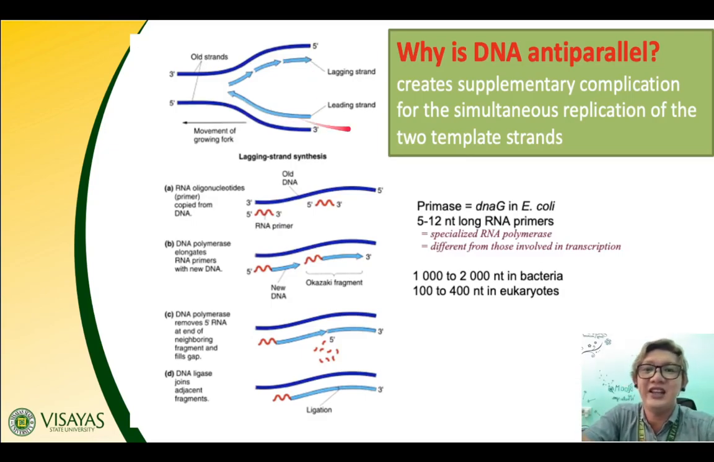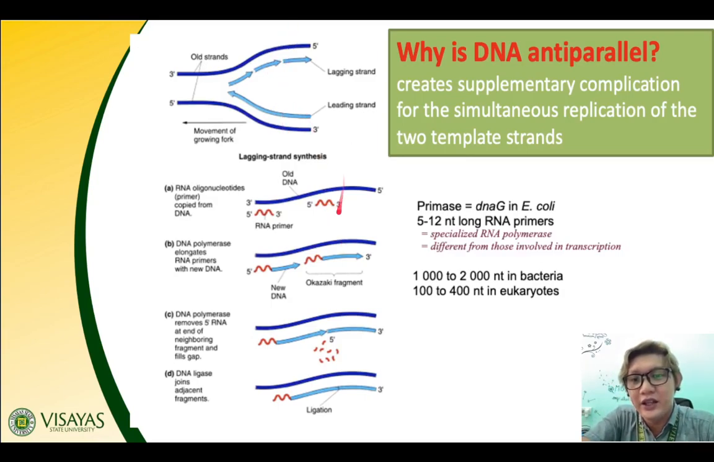So why is DNA anti-parallel? So that it could create a complementary complication for the simultaneous replication of the two template strands, so that the two strands could be simultaneously replicated. Now, because they are anti-parallel to each other. Okay. So what happens next?